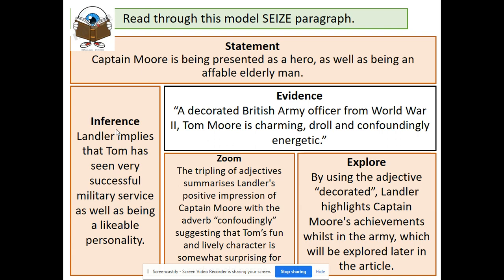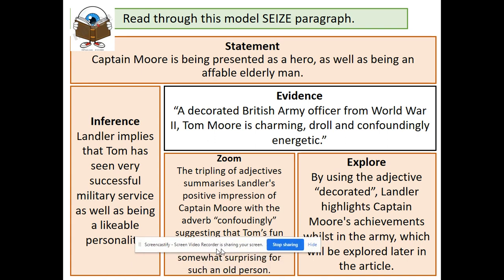What does that imply? Well, we make the inference because the writer, Landler, implies that Tom has seen very successful military service. That's what decorated means, that you have got lots of medals. He's seen very successful military service as well as being a likeable personality. Then zooming in on some of these words or the techniques, the tripling of adjectives summarises Landler's positive impression of Captain Moore with the adverb confoundingly, suggesting that Tom's fun and lively character is somewhat surprising for his age, for such an old person.